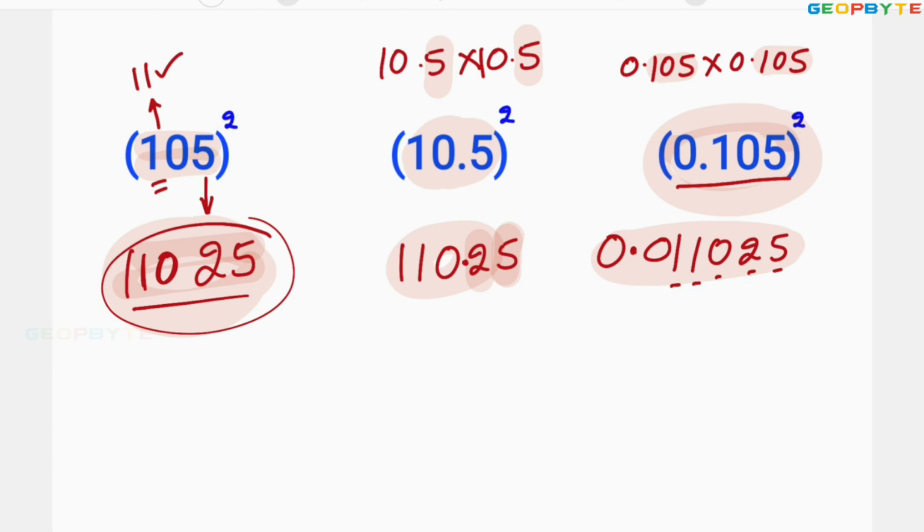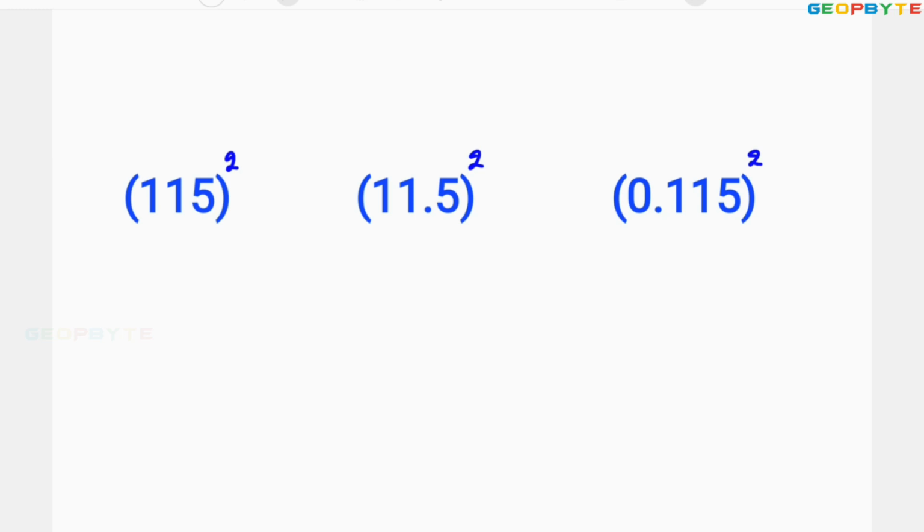0.105 whole square. Similarly, look at the next set of numbers. 115 whole square, 11.5 whole square, 0.115 whole square. First let us do for 115 square. What you need to do first? You write the square of 5, that is 25. That is the common value for all the square of the numbers ending with 5.